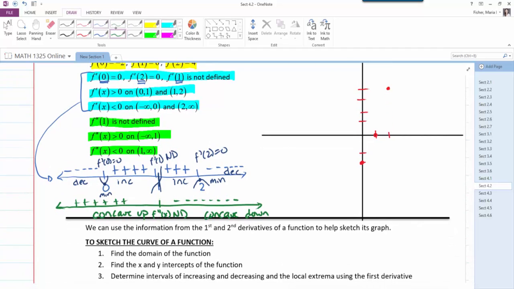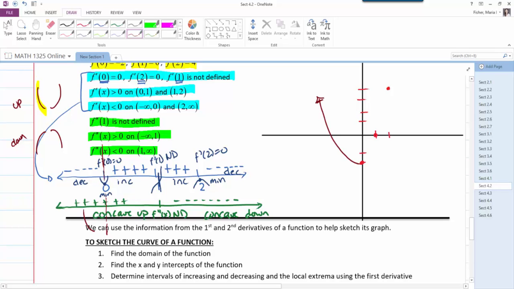What I typically like to do is look at this just as sections. From negative infinity to 0, I should be decreasing and concave up. Remember, concave up looks like a U, and concave down looks like an N. To be decreasing and concave up, I need to look like the left side of the U. So coming in to this point 0, I should look like the left side of the U. Then between 0 and 1, I'm going to be increasing and concave up, which looks like the right side of the U. So I'm going to look like this. And notice I have a min just as I should at 0.